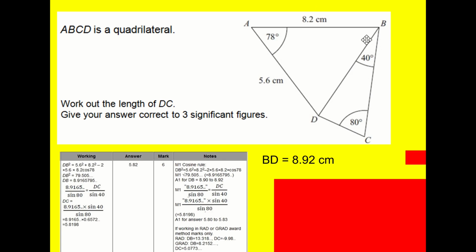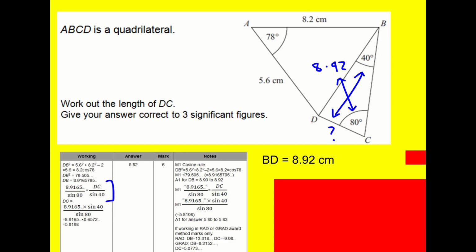Once you've got that one, then we need to use the sine rule. I'm not going to go through the cosine rule bit, but I'm just going to remind you, this is going to be 8.92. And then we've got an angle side pair, and we're trying to find DC. So that's another angle side pair. We're just missing this bit. And therefore we can write down the sine rule.